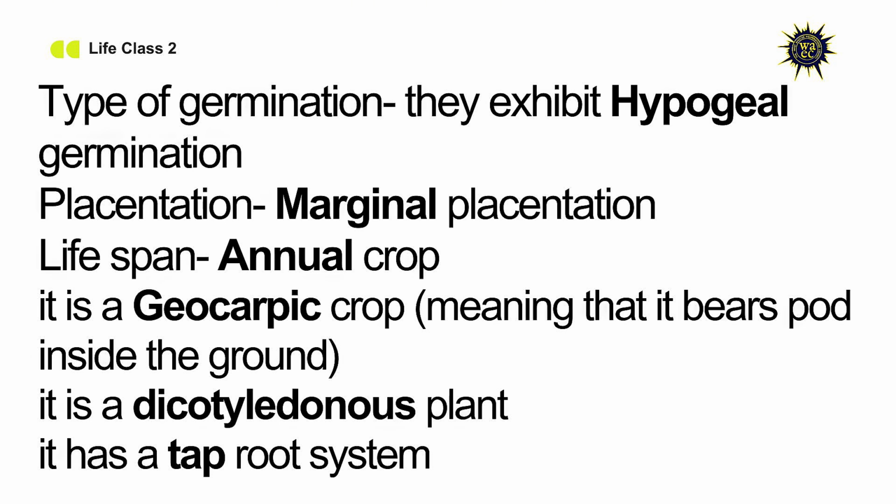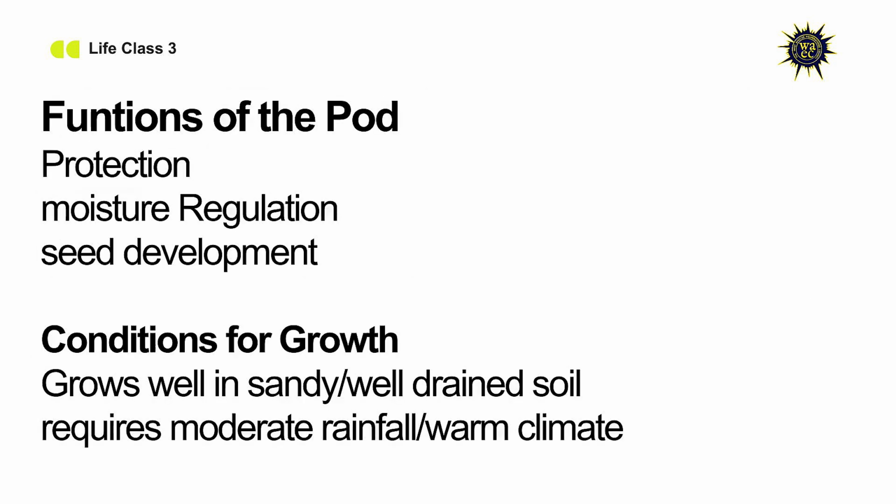It is also a geocarpic crop. It means that it bears pods inside the ground. It is also a dicotyledonous plant. That means it has two seed leaves. Then it also has a taproot system. Now you may be asked the functions of the pod.